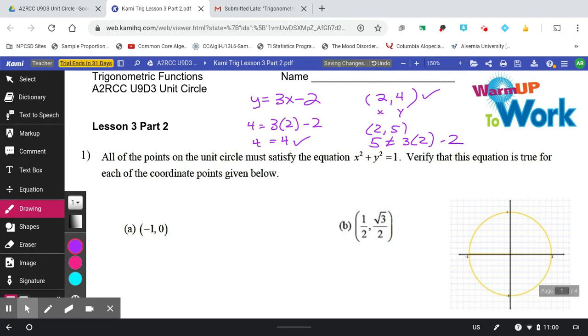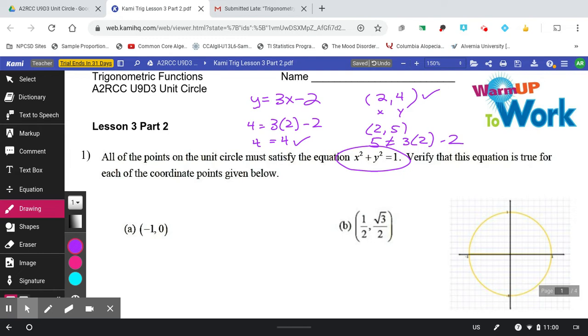All right, so we're going to do the same thing with an equation on the unit circle. We know that the equation of the circle is x squared plus y squared equals 1. You can see the diagram over there. Those 7 boxes are just 1 unit, so that's just a unit circle. And we're asked to verify that the equation is true for both of these points.